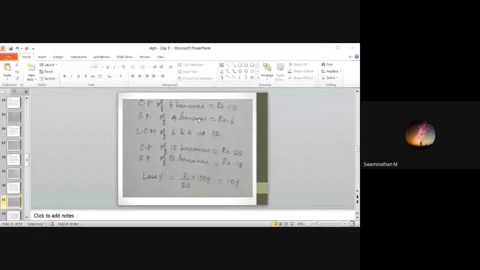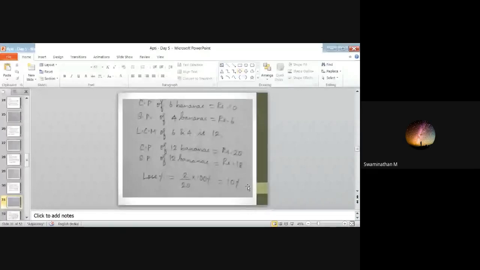Even if you find the answer correctly, if you put 10% gain, it is lost. So please do check whether it is loss or gain. Many have given 10% but gain. So it is 10% loss actually. Okay. Next one.